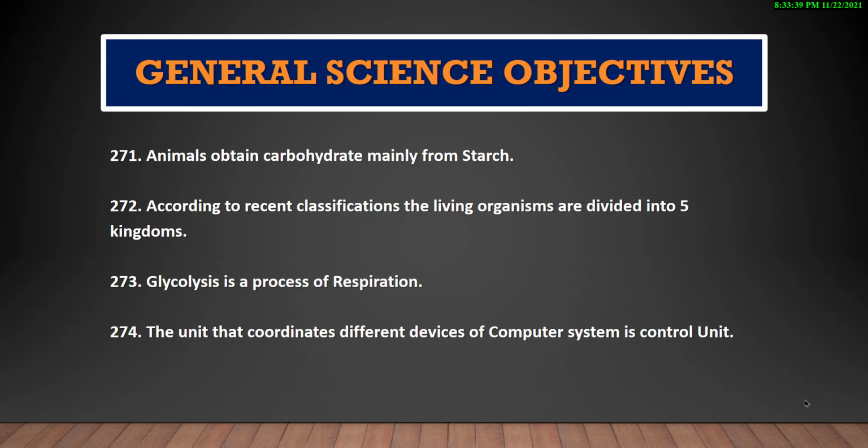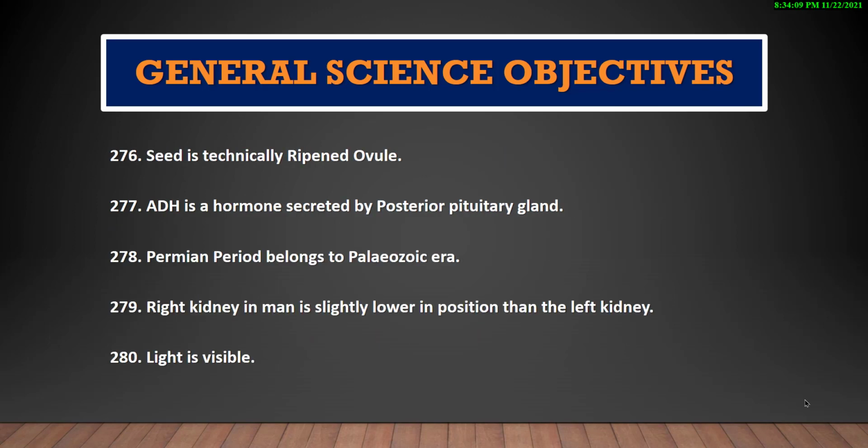According to recent classifications, living organisms are divided into 5 kingdoms. Glycolysis is a process of respiration. The unit that coordinates different devices of a computer system is control unit. Seed is technically a ripened ovule. ADH is a hormone secreted by the posterior pituitary gland.